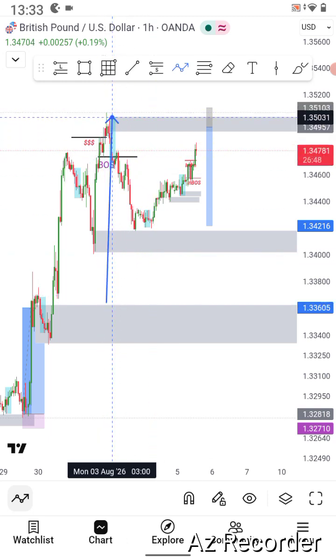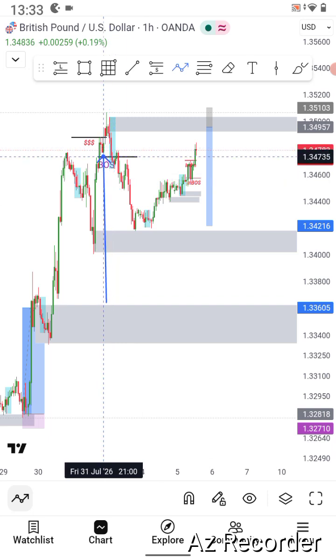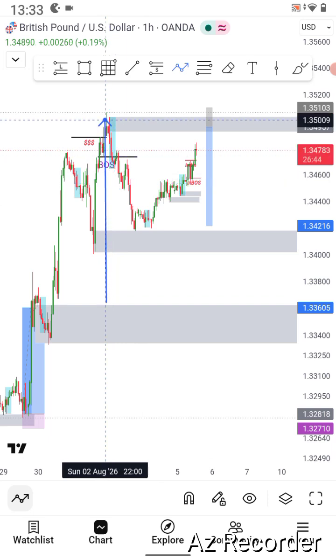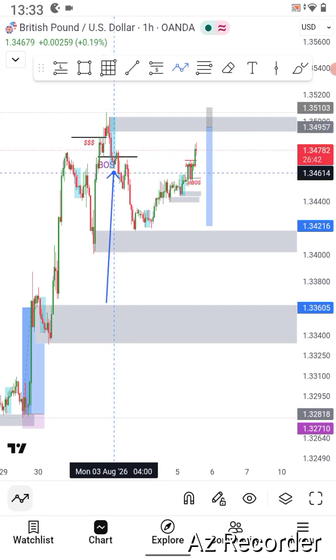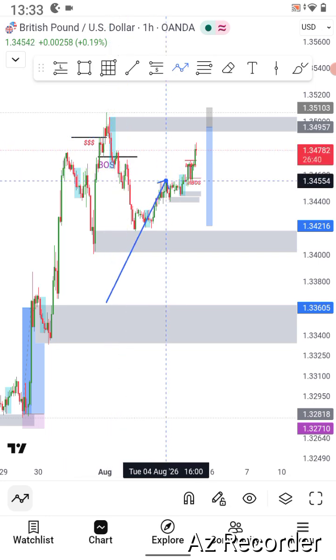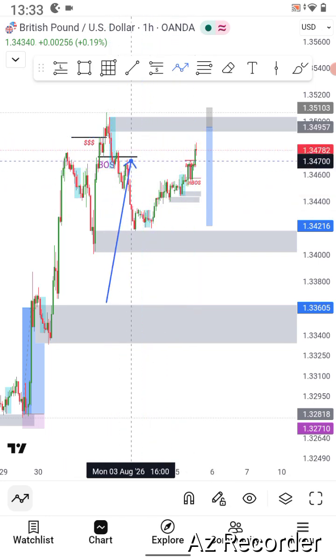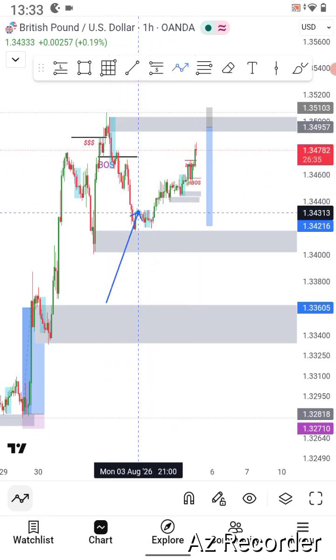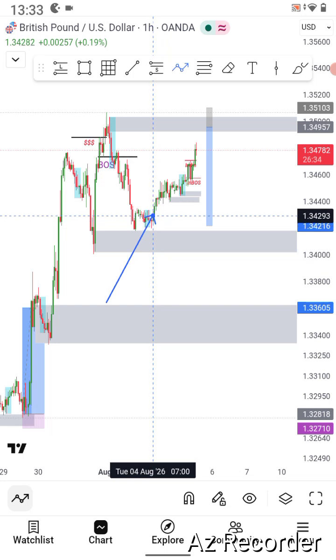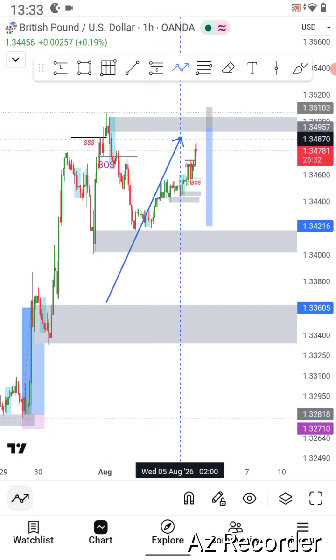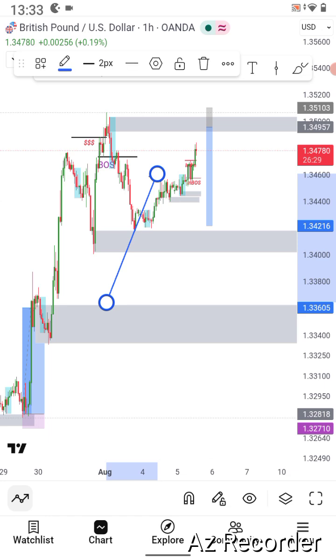I drew this expecting market to fulfill. Market gave me 1, 2, that is, it gave me external liquidity sweep. It gave me a break of structure with an order block here. So I was expecting market to come here. When I saw this, market was around here. So it never did. I left it.